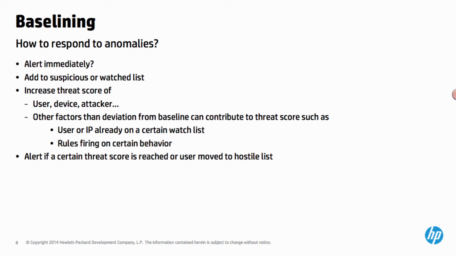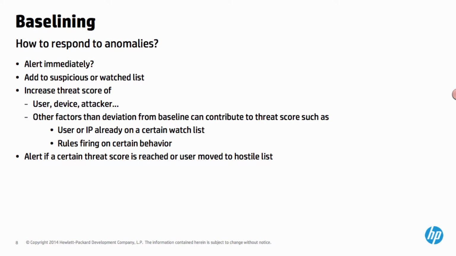We probably don't, simply because we want to be using these as supporting indicators to support our further decision-making process using correlation. So we might want to, for example, add some of this relevant information to a suspicious or watch list. We want to increase the threat score of the user, the device, or the attacker. We might want to use other factors rather than the deviation from the baseline to do additional things. So put that IP address or username onto a certain watch list and then have further rules triggered accordingly.